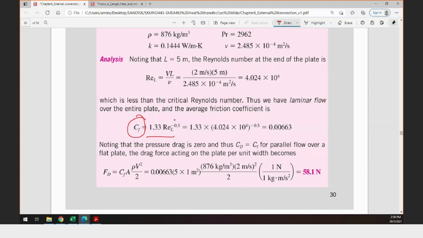So you get this value, and you put it into the calculation of drag force: half times rho A V squared times CF. The same thing. So you get this value.